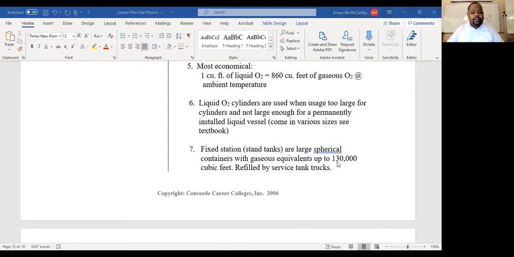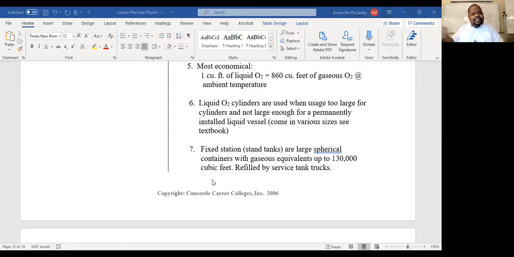Now, how did I get that? Well, we said 1 cubic foot of liquid equals 860 cubic feet of gaseous. So if I have 130,000 cubic feet of gaseous, I divide that by 860 and I get 151. See how easy that is? 150 cubic feet, that's nothing, right?